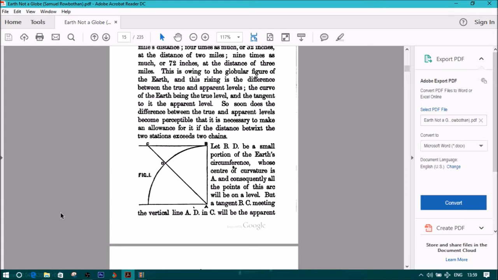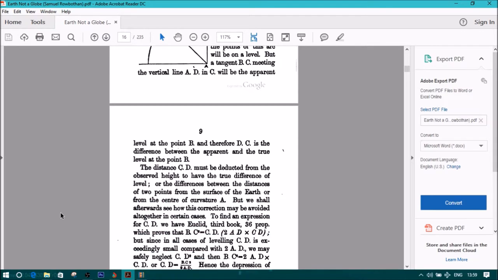Let BD be a small portion of the Earth's circumference, whose center of curvature is A, and consequently all the points of this arc will be on a level. But a tangent BC, meeting the vertical line AD at C, will be the apparent level at the point B, and therefore DC is the difference between the apparent and the true level at point B.